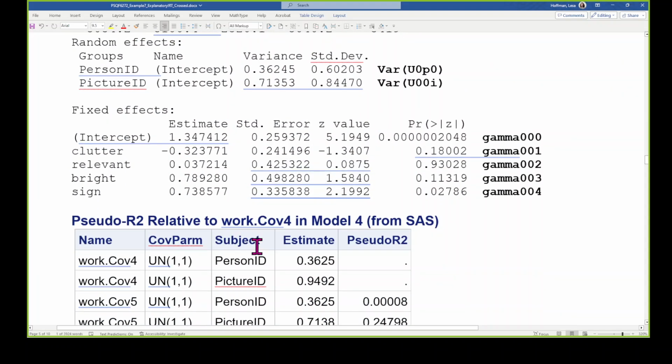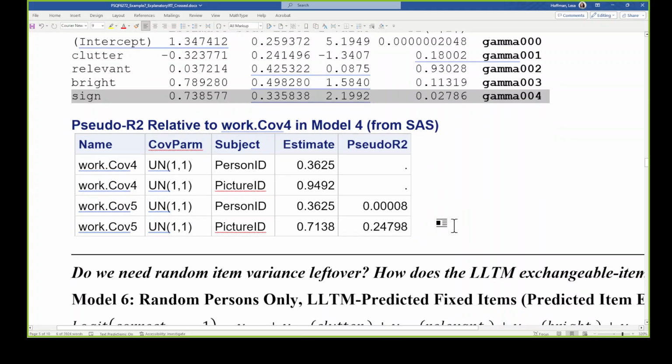And here's the result that I showed you in the PowerPoint. The only attribute that is significant is if the change was made to a legible sign. The logit of the predicted accuracy is higher by 0.74. And as anticipated, if I do pseudo R-square, my people variance stayed exactly the same. Coincidence or consequence? Consequence. Did I put any people things in my model? No. So why would it move?